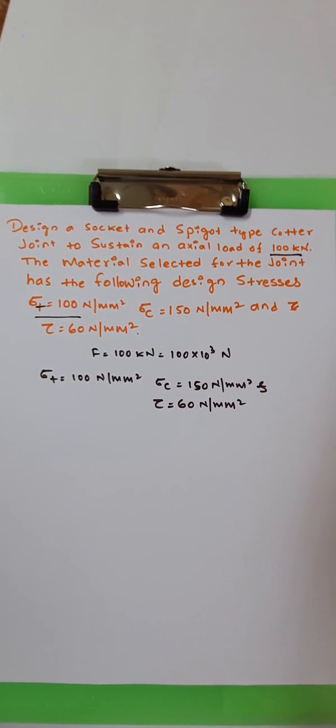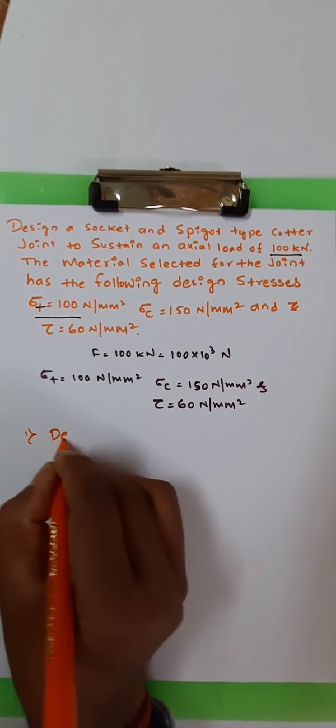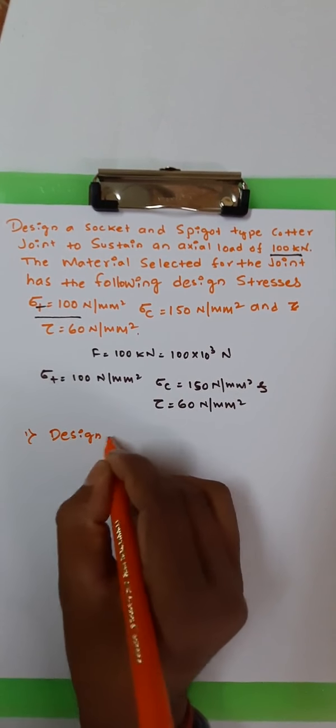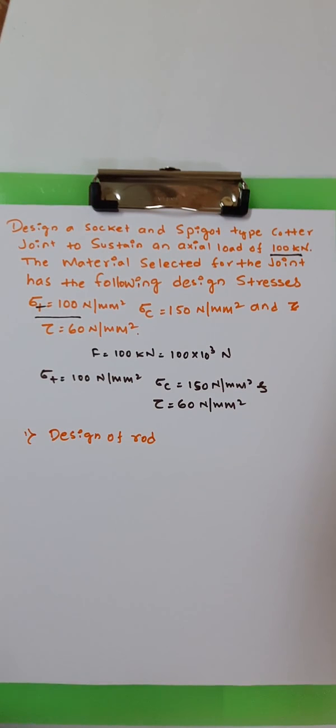Last class we discussed the design procedure for a socket and spigot cotter joint. With respect to that only we will discuss this problem. So first let us start with the design of the rod. The first parameter is the design of rod. We know the design procedure with respect to this.